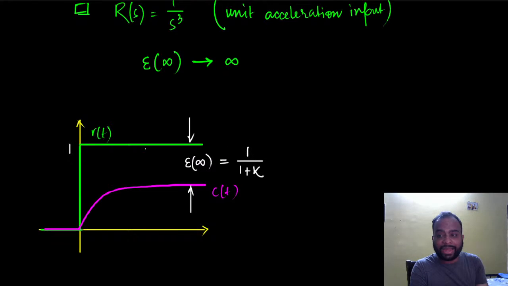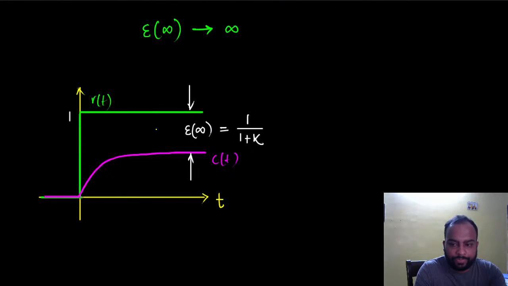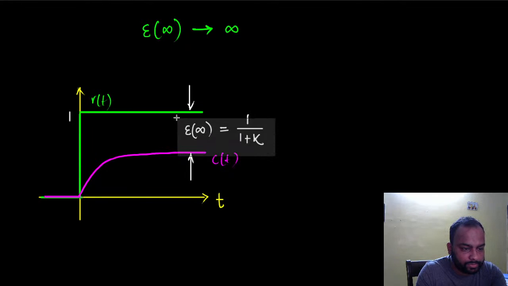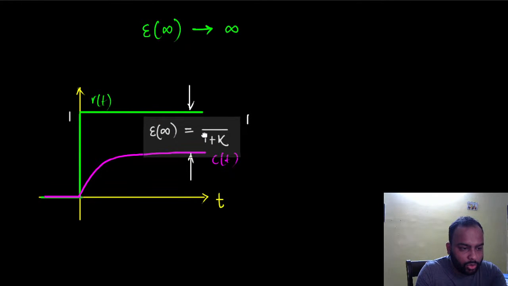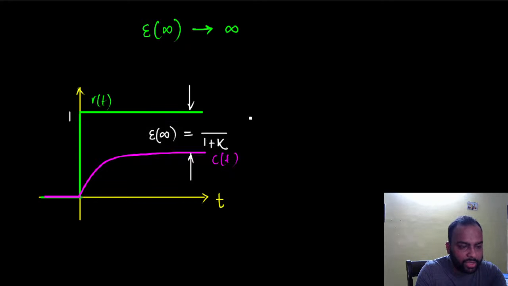So this system fails to follow a step request correctly. I requested the system to follow a step input. Unfortunately, it failed to do so, right? So what do you think would happen for a system that couldn't even follow a position command?